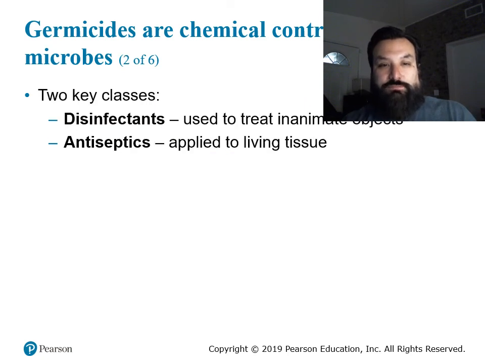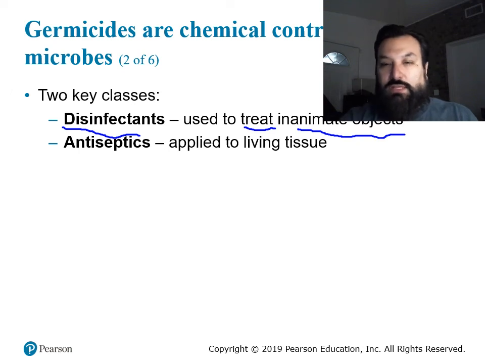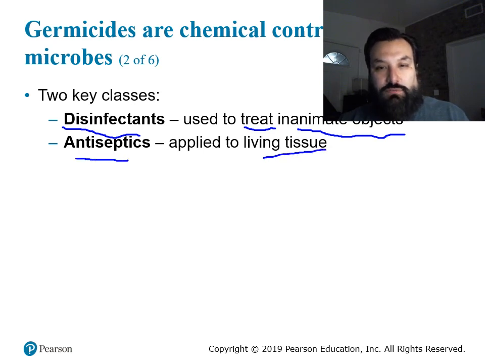What's a disinfectant? A disinfectant is a type of germicide used to treat inanimate objects, things that are not living: tables, chairs, cups, hands, even surfaces of hands, for example. Antiseptics are applied to living tissue. And I mentioned hands being treated with disinfectants. So why are those disinfectants and not antiseptics?